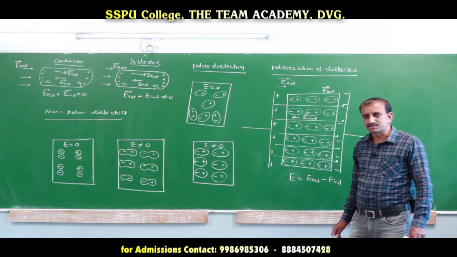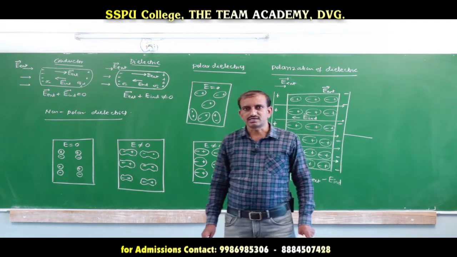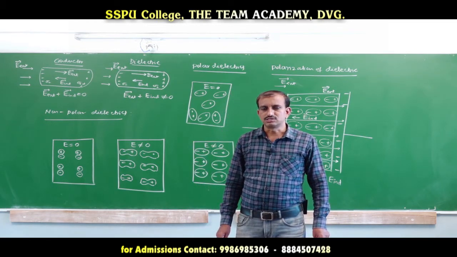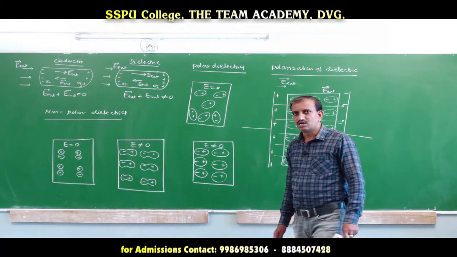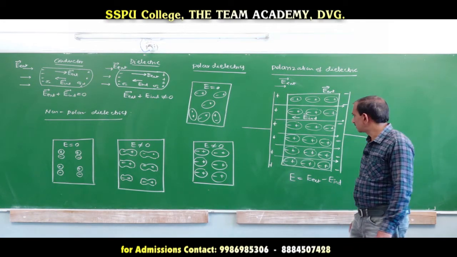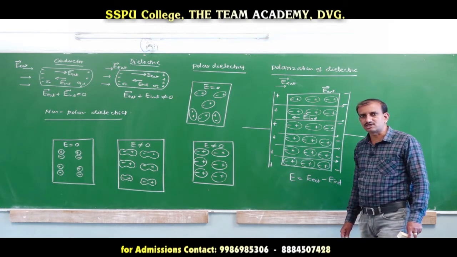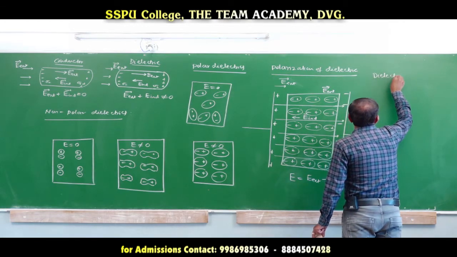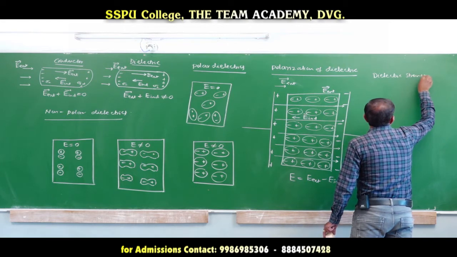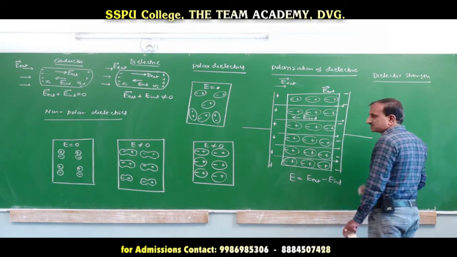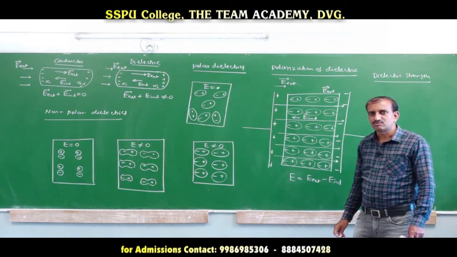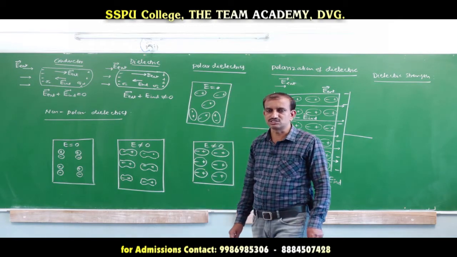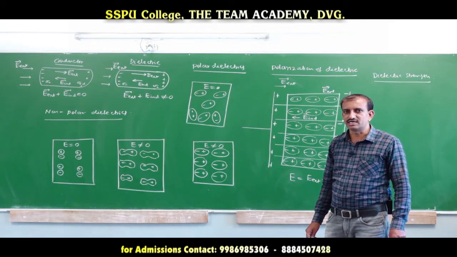When the external electric field strength is increased, dielectric breakdown occurs, and hence the dielectric becomes a conductor. The maximum applied electric field at which the dielectric breakdown occurs is called the dielectric strength of the dielectric material. What is dielectric strength? Dielectric strength of a dielectric material is defined as the maximum applied electric field above which the dielectric breakdown occurs. This is called the dielectric strength of a dielectric material.